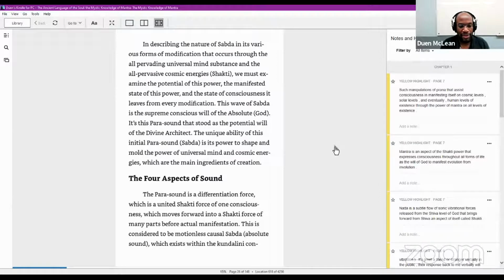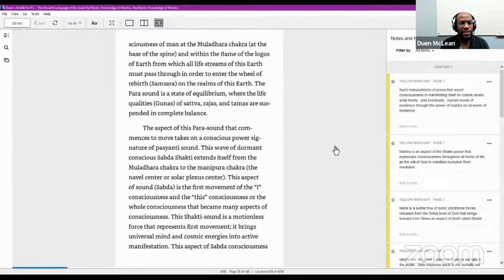This is considered to be motionless, causal sabda, absolute sound, which exists within the Kundalini consciousness of man at the Muladhara chakra, at the base of the spine, and within the flame of the Logos of earth, from which all life streams of this earth must pass through in order to enter the wheel of rebirth, samsara, on the realms of this earth. The pada sound is a state of equilibrium, where the life qualities, gunas of sattva, rajas, and tamas are suspended in complete balance.